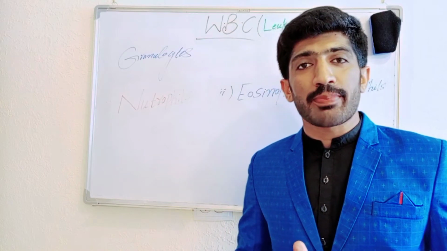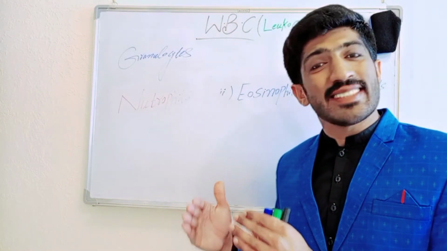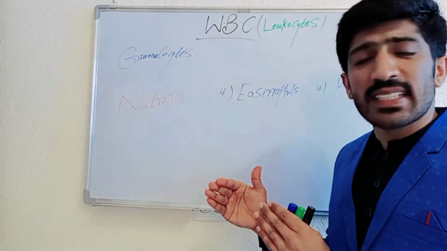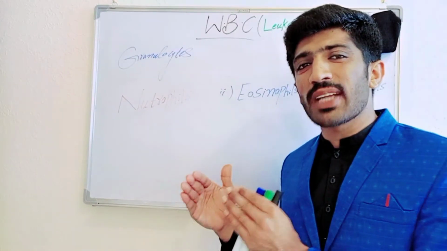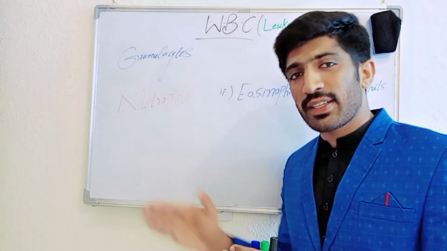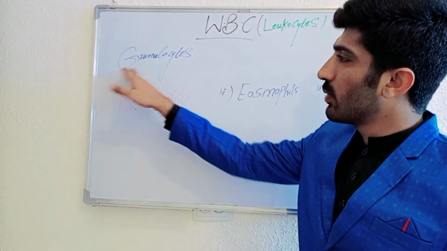Hello everybody. In the previous lecture we discussed the introduction of white blood cells. So in this lecture we have to discuss types of white blood cells. In the previous lecture we also discussed there are two types of white blood cell. First is granulocytes and the second is agranulocytes. So first of all we have to discuss granulocytes.